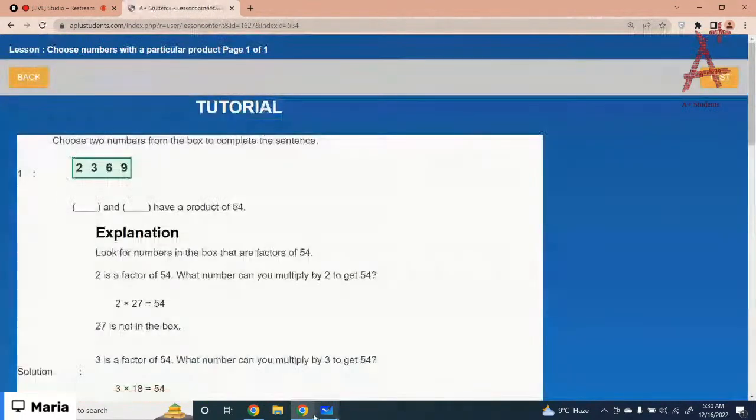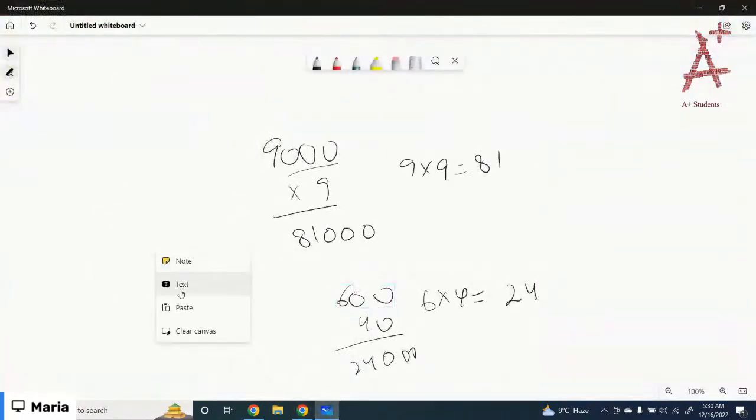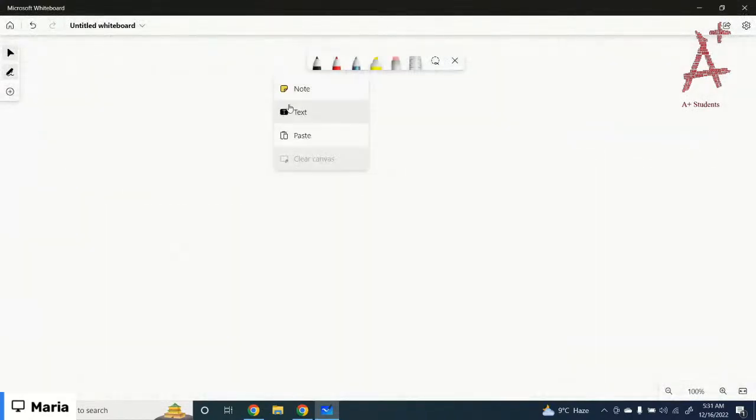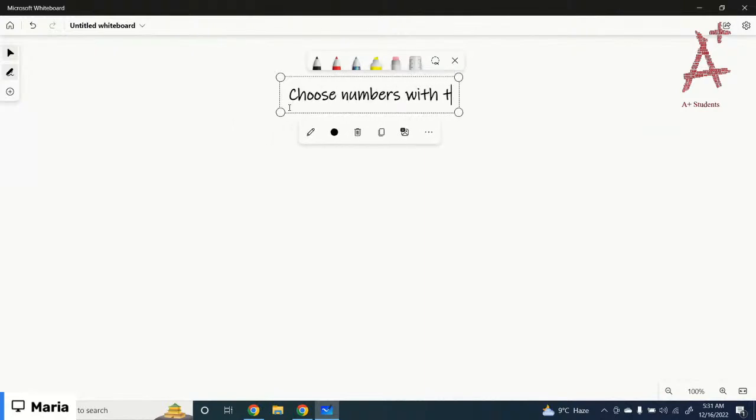Let me write down the lesson name on the board. Choose numbers with the particular products.